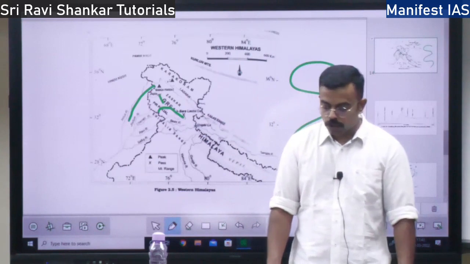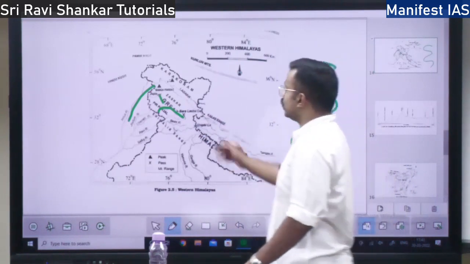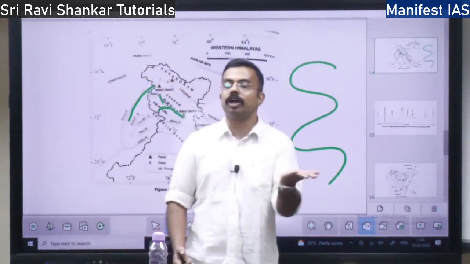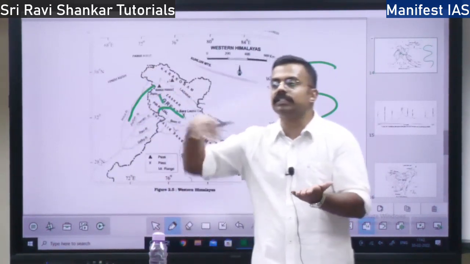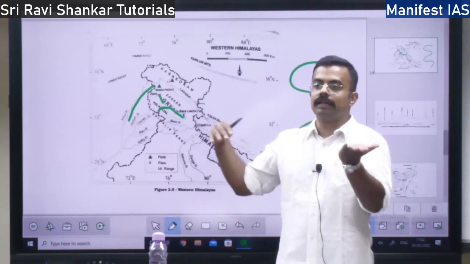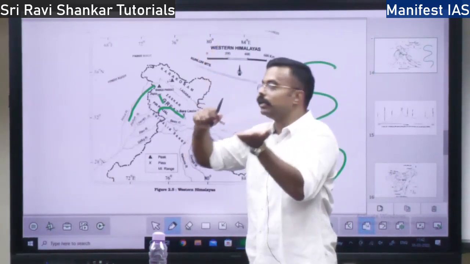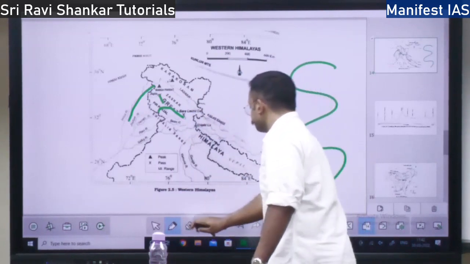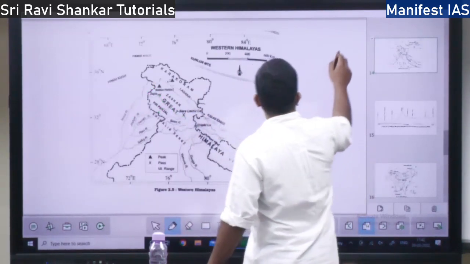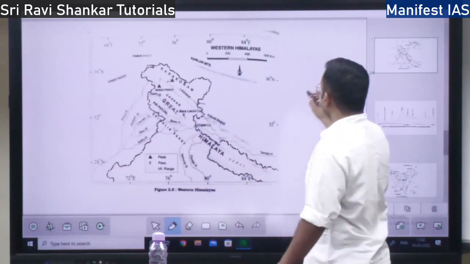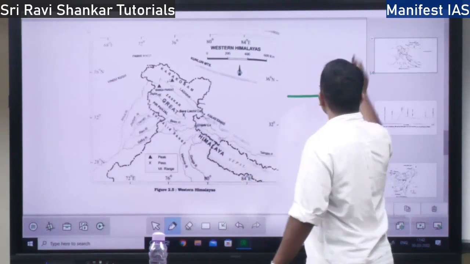Because there is a local base level. See, earlier there was a big lake here. The big lake gave a horizontal bed over which Jhelum flew. So when Jhelum was coming from a valley, it found a horizontal bed. Generally, when coming from a valley, rivers don't form meanders. But Jhelum forms them because earlier it found a horizontal bed.